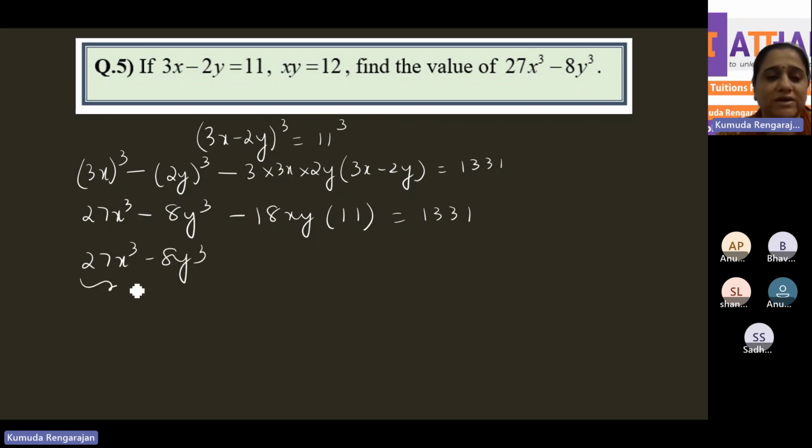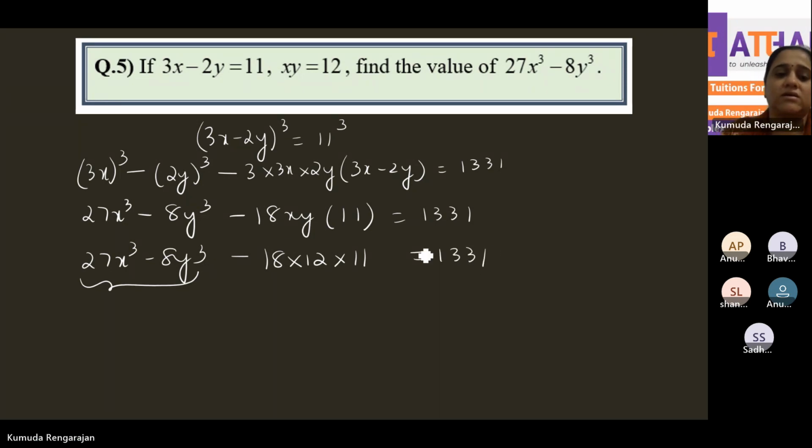See, this one only we have to find. We have to find this. So don't worry about this. Minus, the rest of it should be numbers. So minus 18 into, what is xy? 12 into 11, correct? Is equal to 1331. 18 is here. xy is given in the question, 12. And this 3x minus 2y is 11, no? So 11.